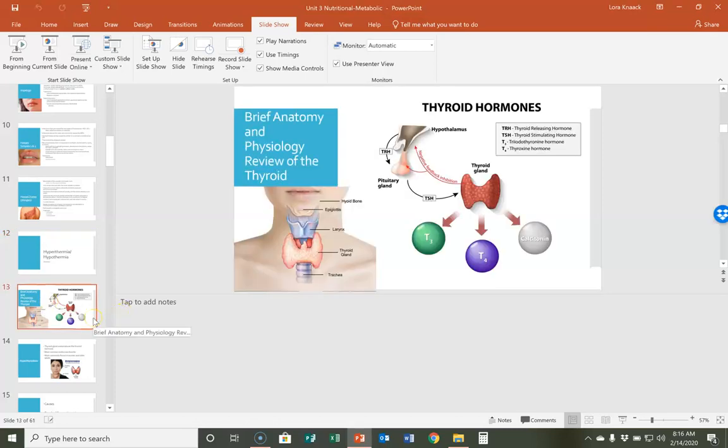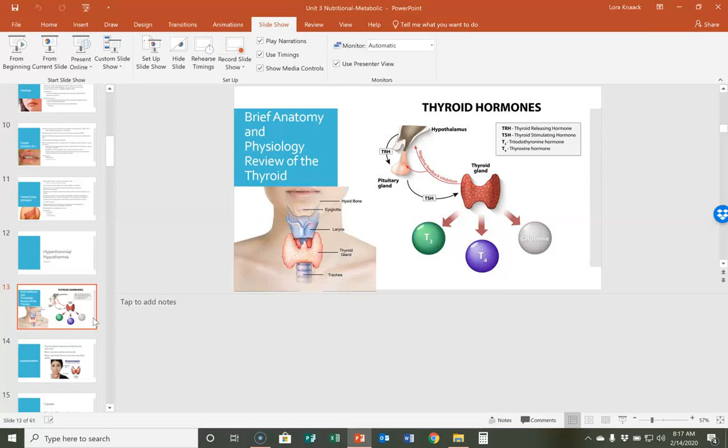All right, so a brief anatomy and physiology review of the thyroid. We talked about the thyroid a little bit last semester, but just going over it again. The pituitary gland, which is found in the brain, releases a hormone to tell your thyroid how much to kick up. Your thyroid's job is to turn the metabolism on and off in the body. And so the pituitary gland is going to monitor and regulate that.